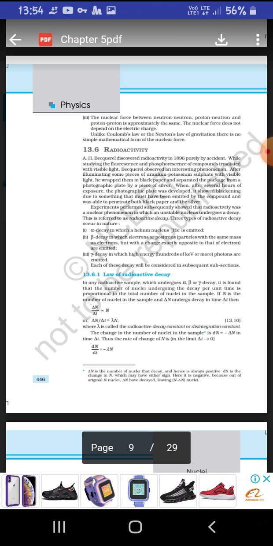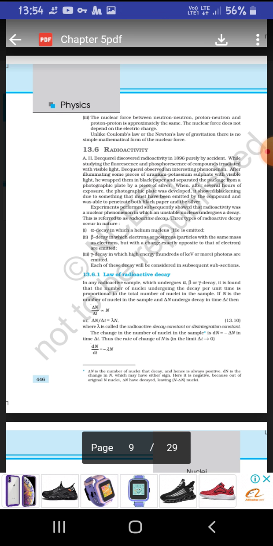And radioactivity. While studying fluorescence and phosphorescence of compounds irradiated with visible light, the experiments performed showed that radioactivity was a nuclear phenomenon. Let us know about the three types of radioactive decay occurring in nature: alpha decay, in which a helium nucleus is emitted; beta decay, in which an electron or positron is emitted; and gamma decay, in which high energy photons are emitted.